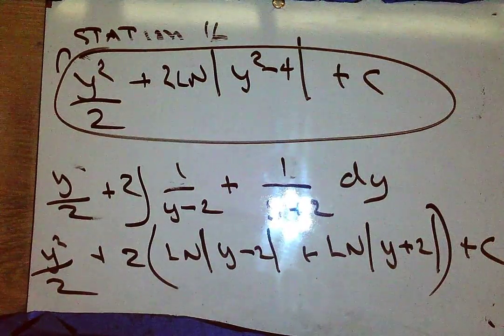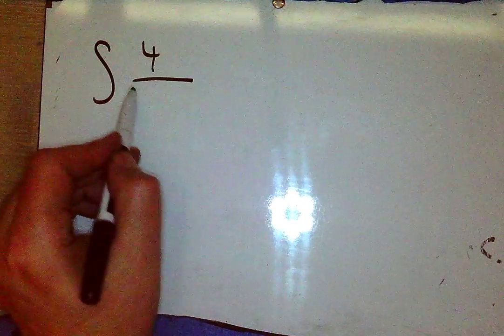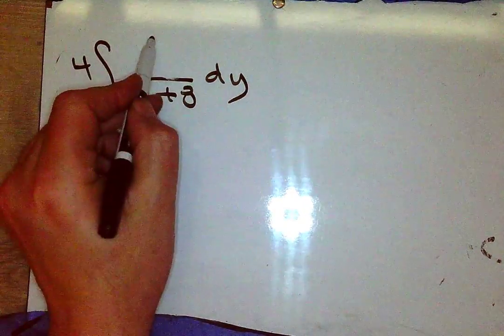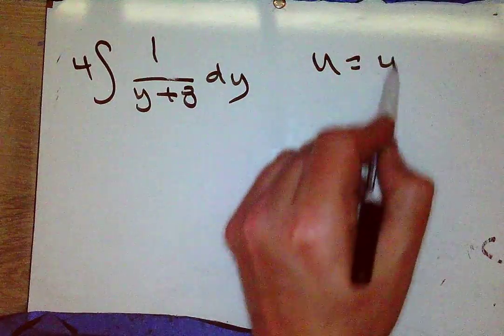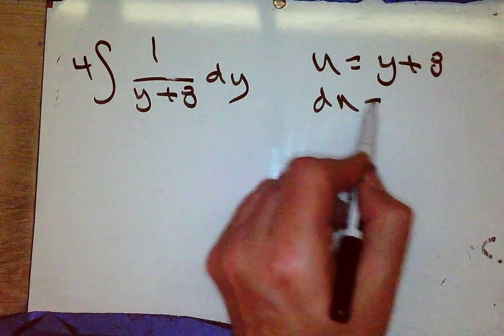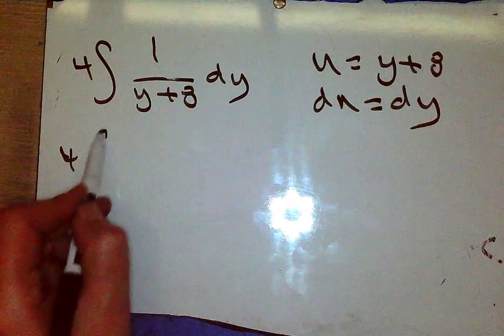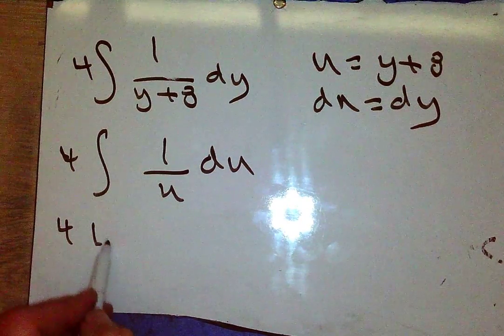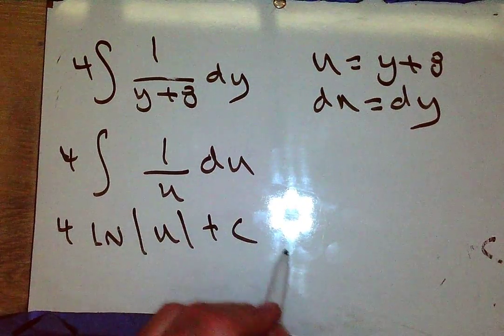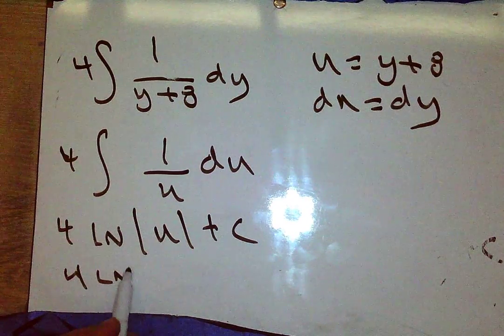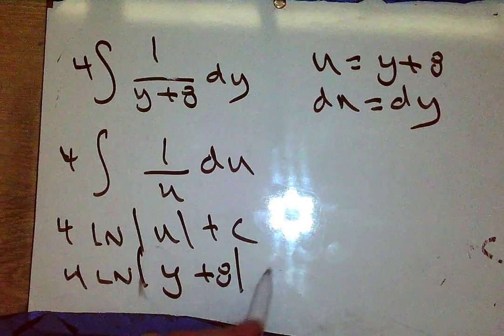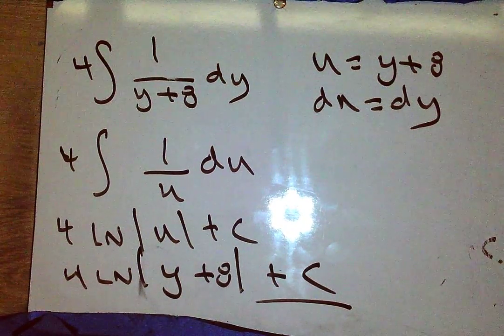Okay. And that was 4. What about 5? The integral of 1 over y plus 8 dy. Well, let's start by doing that. How about u equals y plus 8? So du is dy. So this integral can now be 1 over u du, or ln of u plus c, and do that back substitution, perfect: ln of y plus 8, and don't lose your c. Nice, that wasn't so bad.